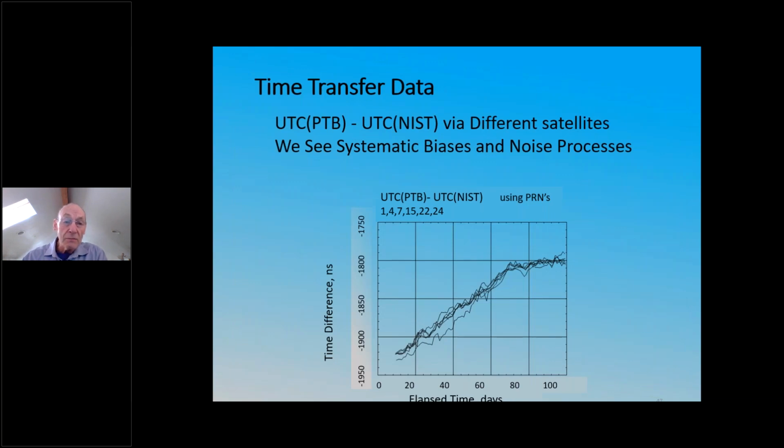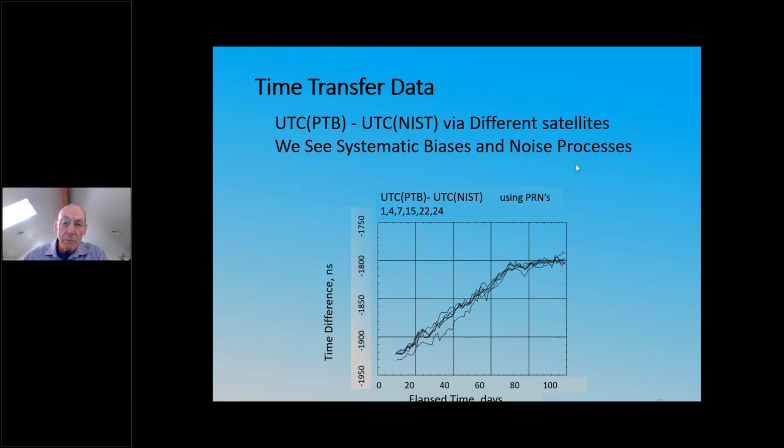Okay, so here's an application for time and phase. One of the things we did at NIST is we compared the UTC from NIST against UTC in other national labs using GPS Common View. With Common View, you're looking at one satellite and the measure of that satellite against UTC PTB, which is in Germany, or UTC NIST in Colorado, USA. You look at it via different satellites, and you actually get a different answer because of biases in the satellites.